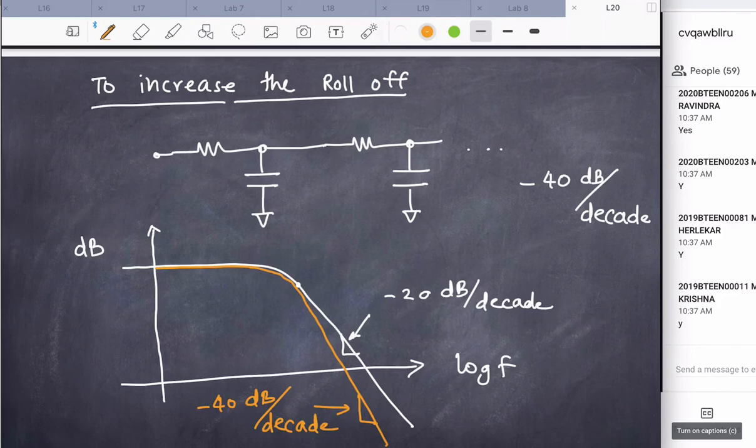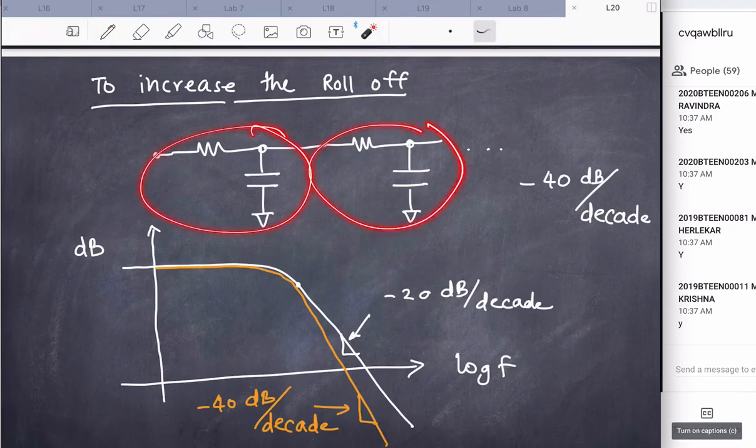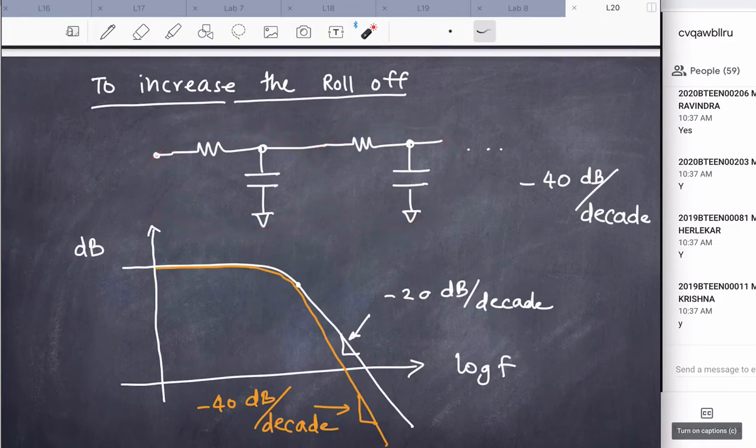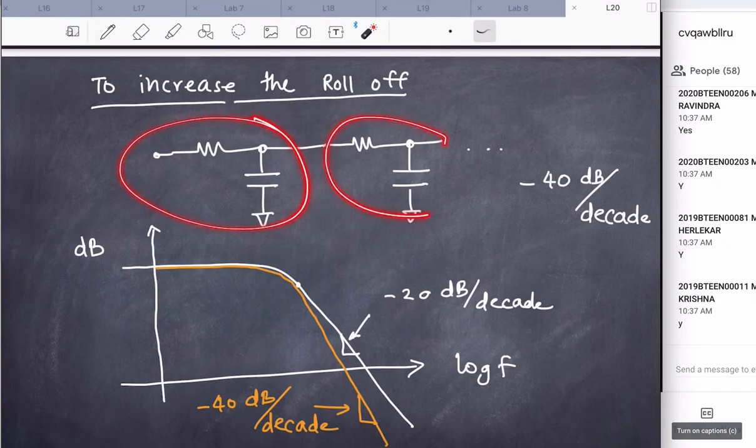It means the gain drops very fast with respect to frequency. So, the higher frequencies are reduced in their amplitude to a larger extent. So, higher frequencies are rejected more in the case of a second order filter. It means having two sections of simple low pass filter. So, this is called a first order filter, this is a second order filter. It means this is totally second order.